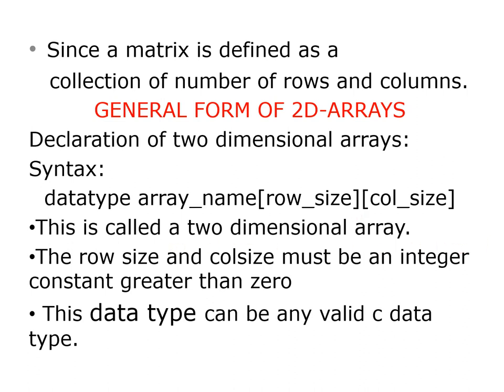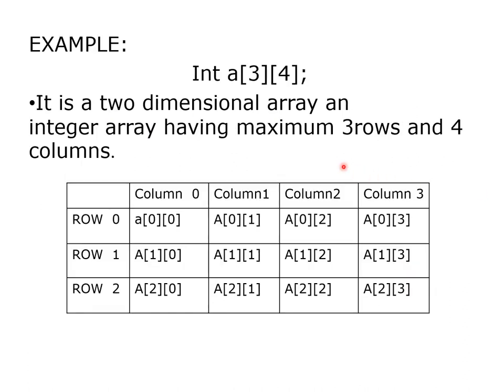Now let us see an example of a declaration of an array. See the example, int a[3][4]. It means int data type, array name a, row size 3, column size 4. It is a two-dimensional integer array having a maximum of 3 rows and 4 columns. Like this, we have to represent an array in a tabular form.